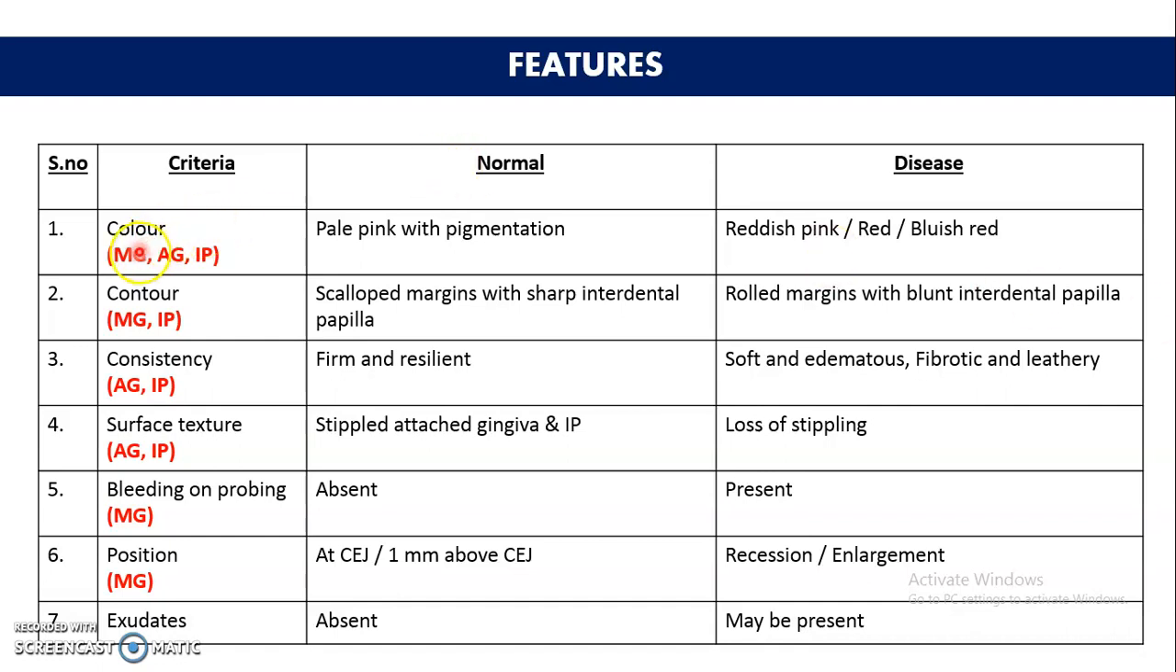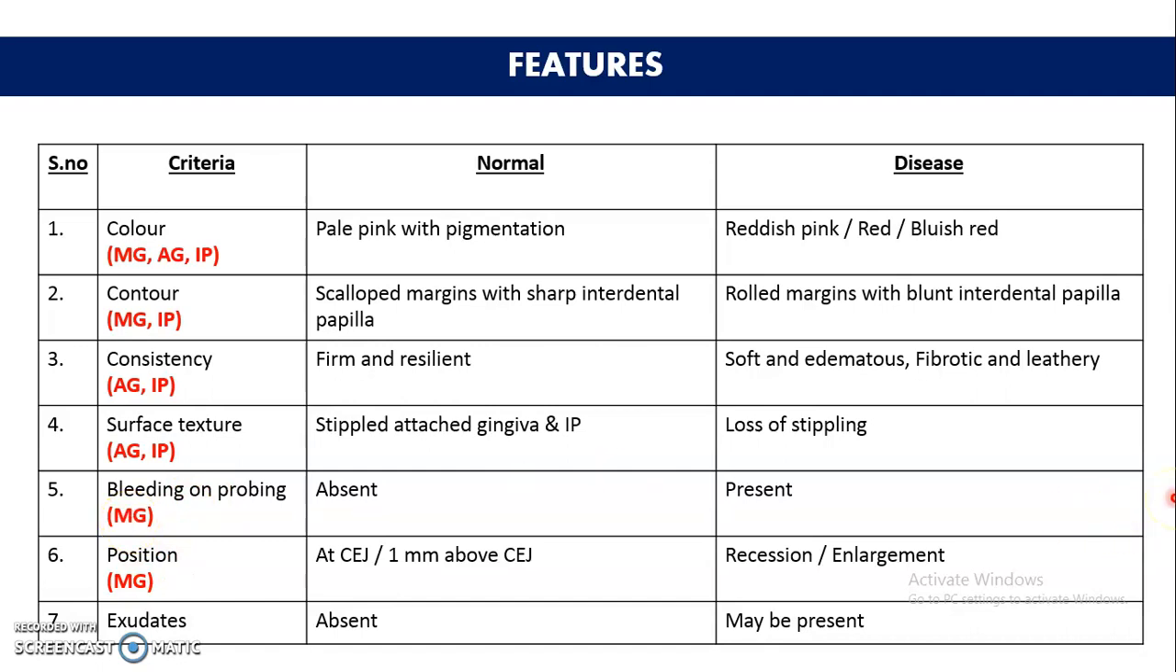The color is recorded in the marginal gingiva, attached gingiva and interdental papilla. Contour is recorded in marginal gingiva and interdental papilla. Consistency and surface texture are recorded in the attached gingiva and interdental papilla. Bleeding on probing and position are recorded in the marginal gingiva.